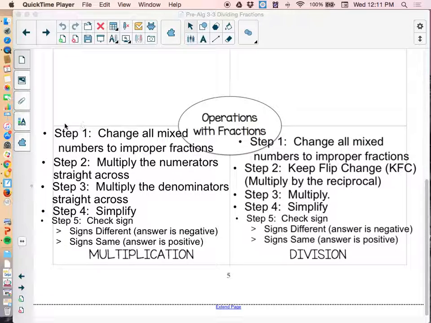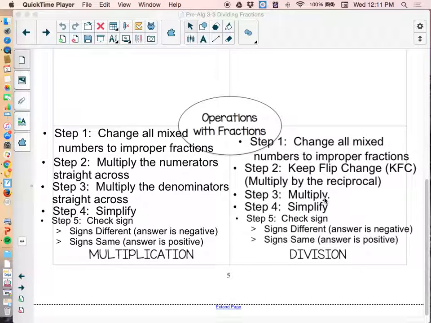Notice we already did the multiplication, so today you're writing down the steps for division. You'll notice the first step is the exact same: change all mixed numbers to improper fractions. Then step 2, keep, flip, change, or KFC. It also could be thought of as stay, change, change. Multiply by the reciprocal is the way that you might hear it mathematically.